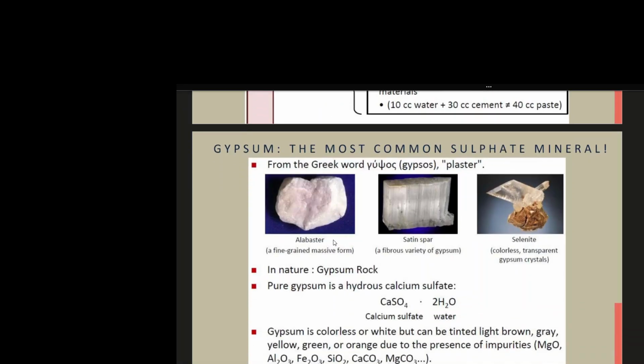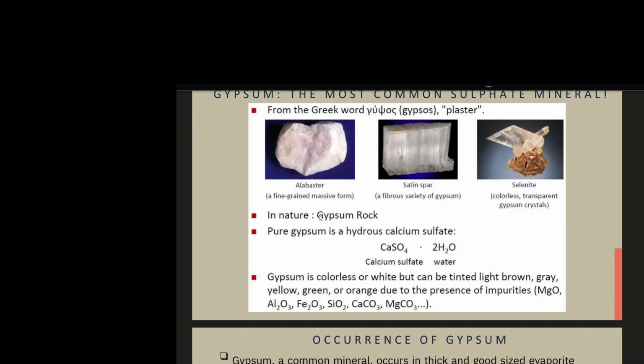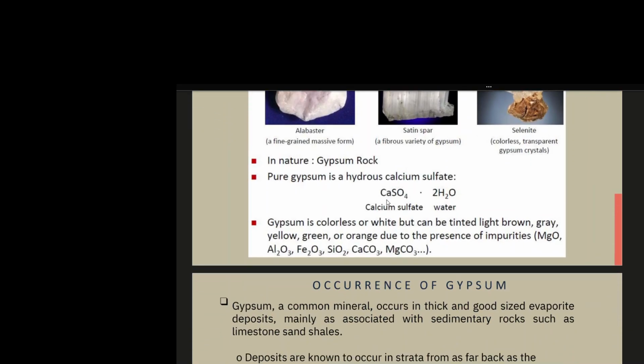And from the Greek word gypsos, that is where we get the word gypsum. Now in here I'll be talking about gypsum from here going forward, and hopefully this video will be less than 6 minutes. So now we have different types of gypsum. And so pure gypsum is definitely calcium sulfate.